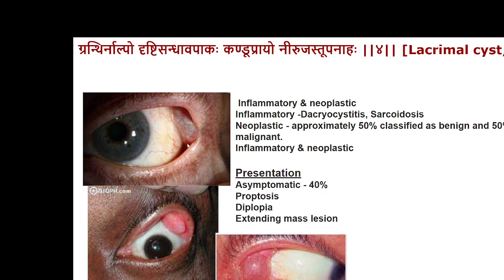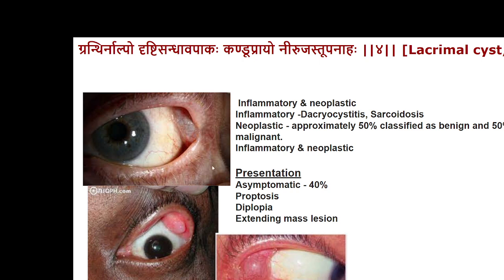You will be able to see that swelling only when you extend or stretch the palpebrae, or occasionally a swelling could be seen which is innocuous and doesn't produce any symptom. When the size is quite big, it can produce proptosis. Proptosis is an inability to close the eyes.